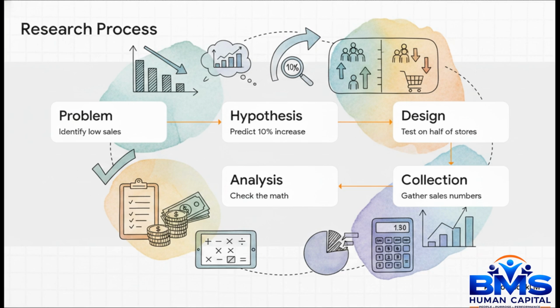Step 2 is hypothesis formulation. We hypothesize that this new training is going to increase sales by, say, 10%. Step 3 is experimental design, which means deciding we'll train half the stores and compare them to the other half. Then, Step 4 is data collection, where we gather the actual sales numbers post-training. And finally, Step 5 is data analysis. This is where we determine if the training actually made the mathematical difference we predicted.